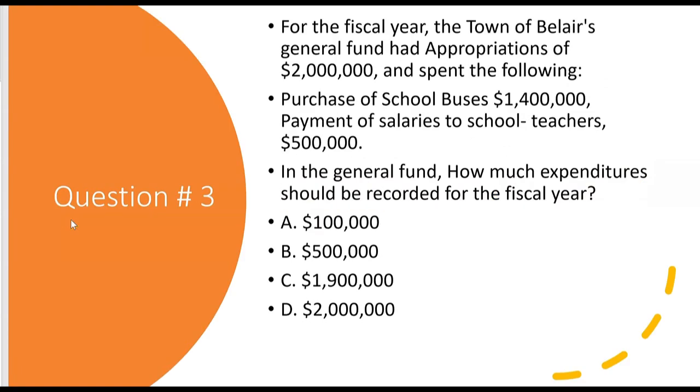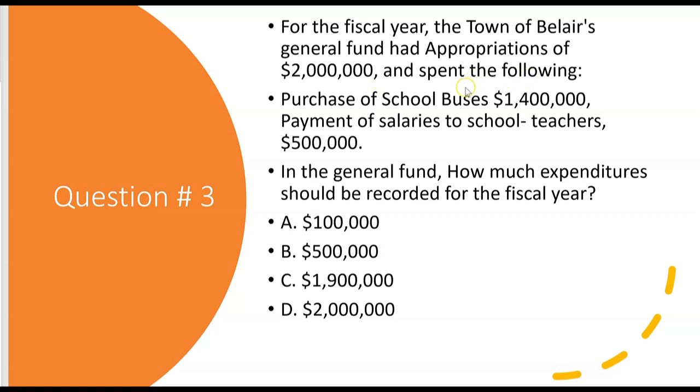All right, here's another basic question, this time in the area of government accounting. It says in the general fund, how much expenditures should be recorded for the fiscal year? So let's read the facts. For the fiscal year, the town of Bel Air's general fund had appropriations of $2 million. That means they're legally allowed to spend $2 million.